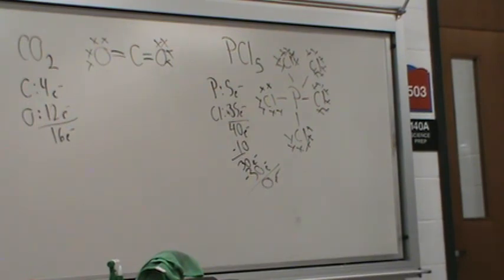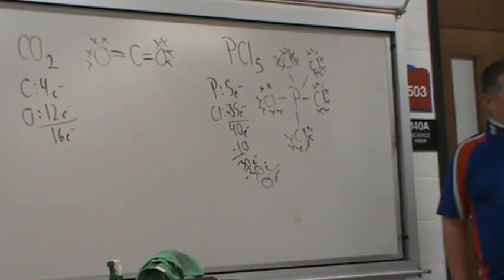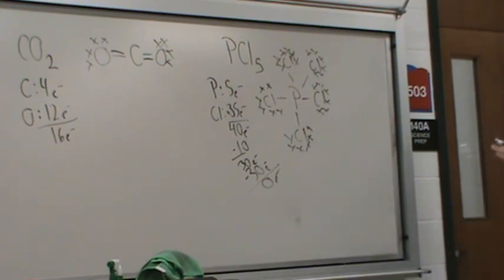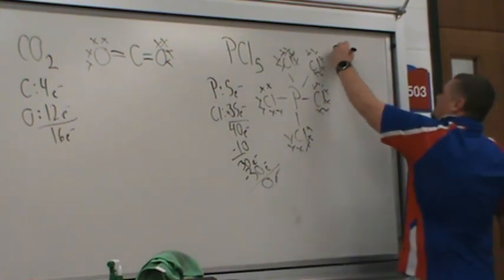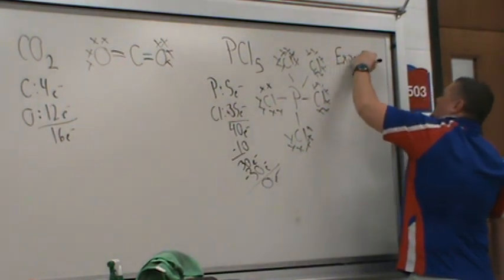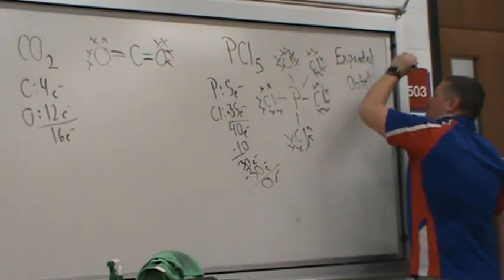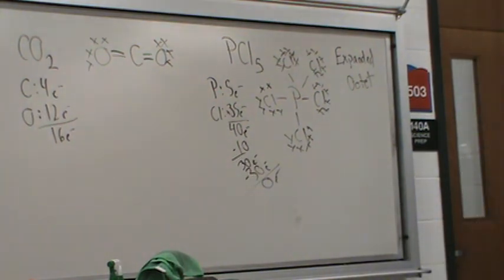Is everybody happy? Actually, sometimes the central atom can hold more than 8 electrons. We can have what is called an expanded octet. Expanded octet means that the central atom holds more than 8 electrons. Okay? So phosphorus is one of those elements that can have an expanded octet.